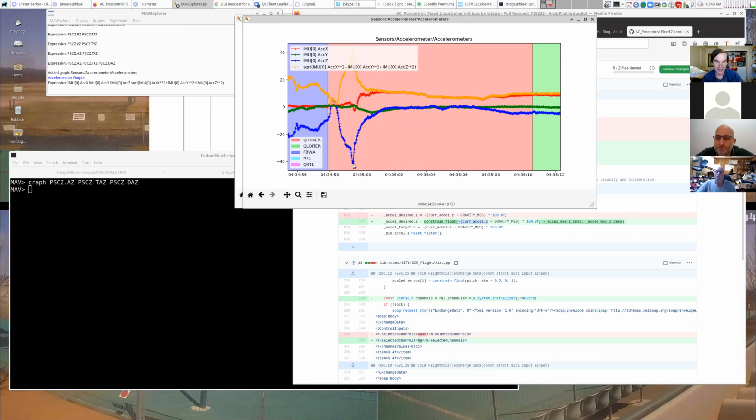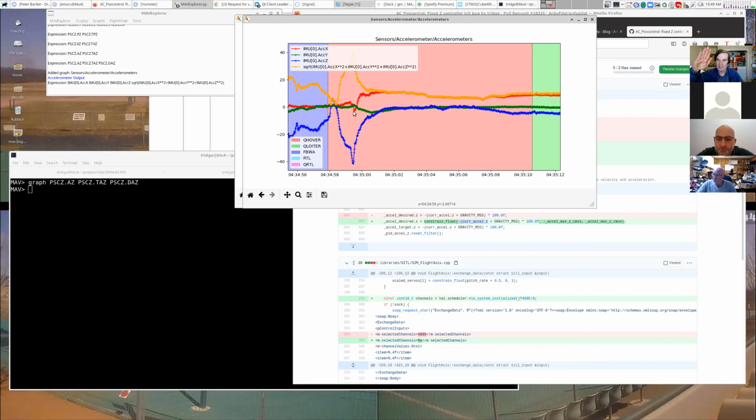This is the accelerometers, and the ZXL really does hit 4G there momentarily. So it gets a very, very strong acceleration.